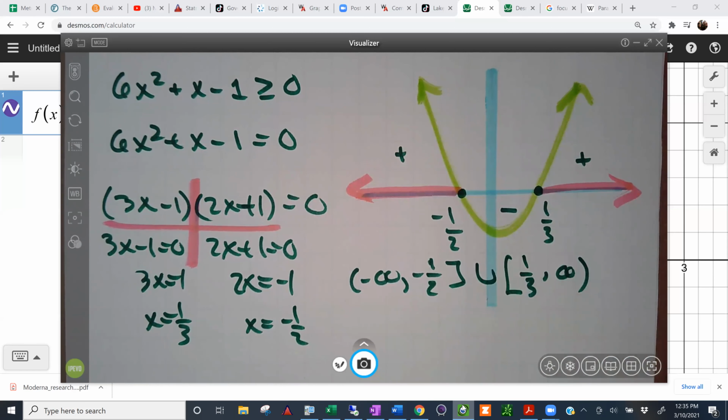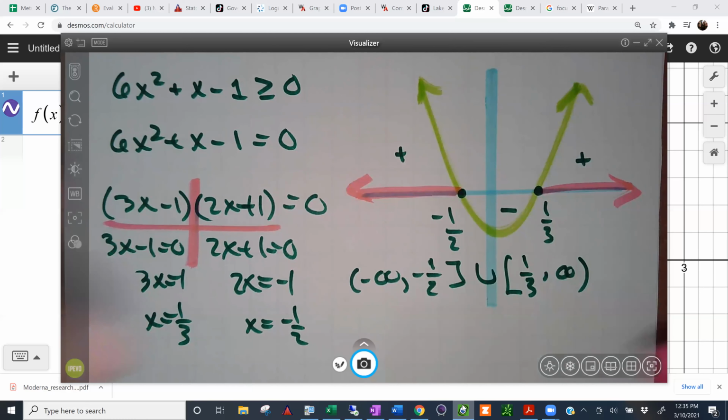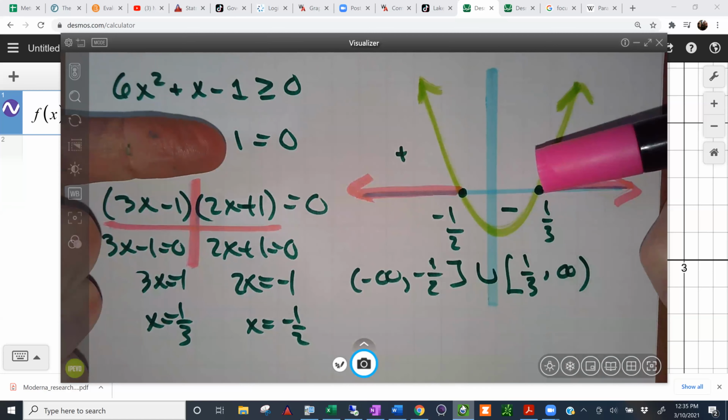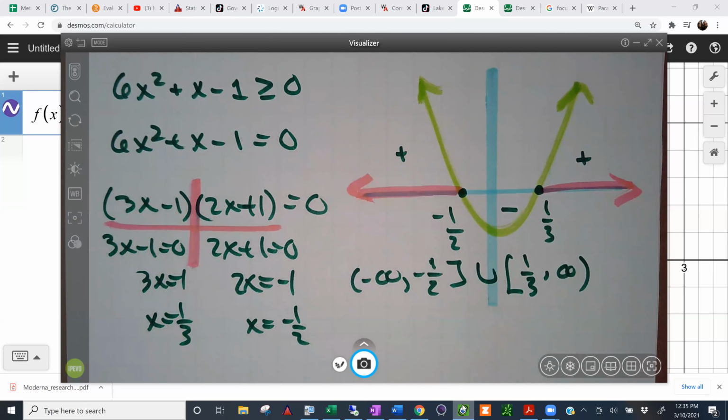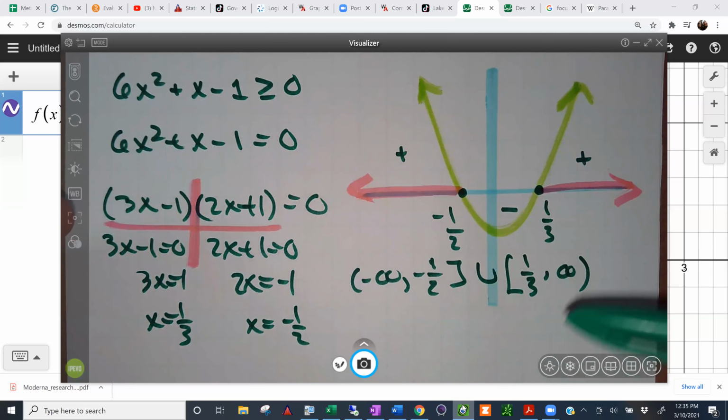Now you might look at that and go, well, can't I just get that from the graph? You're absolutely right. You could get that from the graph. But I am going to go a little bit farther with this and show you how you can get this positive, negative, positive pattern without necessarily referring to the graph. And it's not because of these problems, it's because of problems we're going to do on Monday, which would be our rational inequalities.